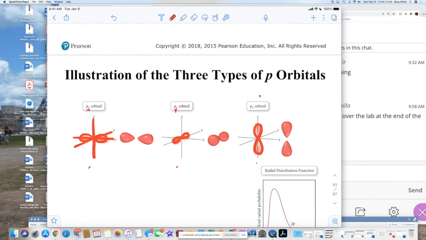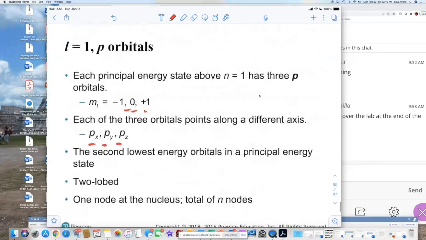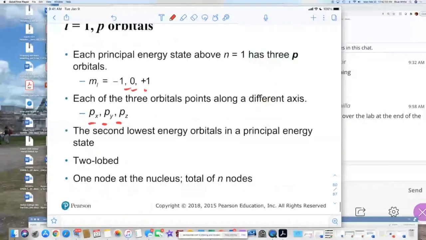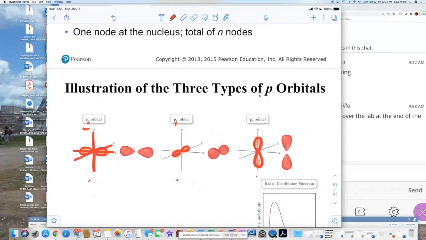You want to know how they are different. You want to know that there's only one S. So S is just called S. There's no SX or SY or SZ because all three axes go right through S. So there is only S and it's just called S. With P, there is PX, PY, PZ. This is M sub L equals -1, M sub L equals 0, M sub L equals +1.